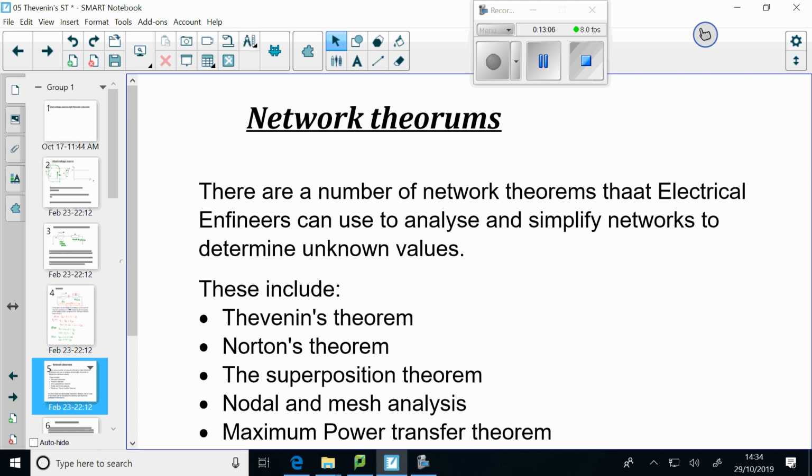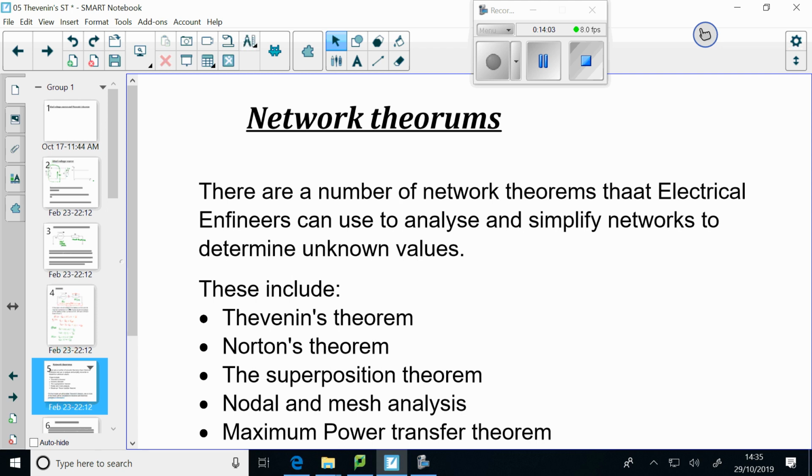So what we're going to do now is start to look at a network theorem. There are a number of network theorems that we can use in electrical engineering to analyse circuits and make simplifications to make them easier to analyse. They include Thevenin's theorem, the one we're going to look at today, Norton's theorem, which is similar but a bit different, ideal current sources, the superposition theorem, nodal and mesh analysis, and maximum power transfer. We're going to stick to Thevenin's theorem today. We may touch on maximum power transfer in the coming couple of weeks, but we'll be doing maybe 2 or 3 others of that list. We'll do electrical principles in semester 6.